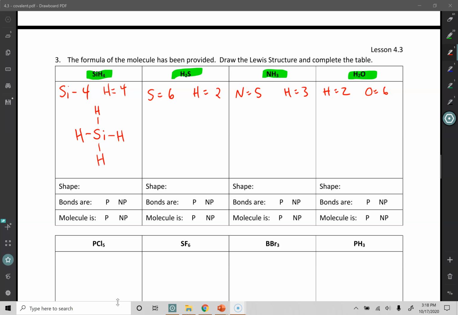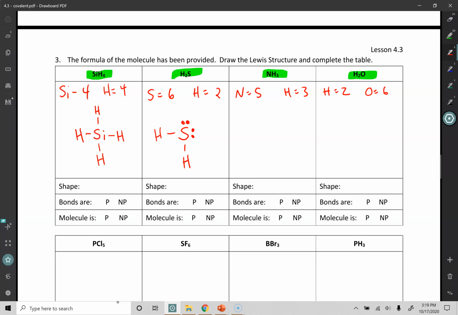So I've added just a little bit of info about how many total electrons we have to play around with in each of these structures. Works out to be 8. H2S, I'm going to put sulfur at the center. H. Don't forget the unshared pairs of electrons. If I don't draw those, I only have 4 of the 8 electrons accounted for.